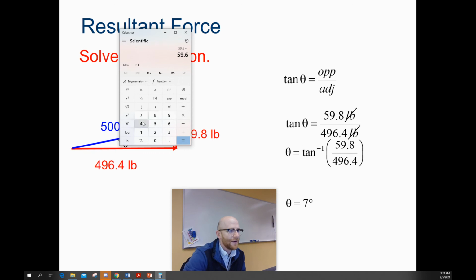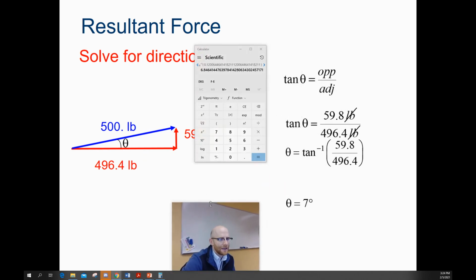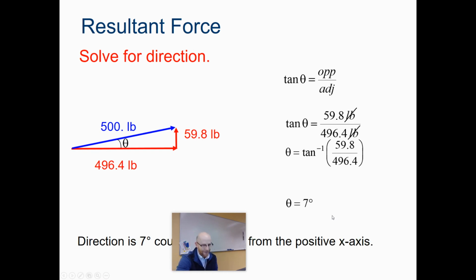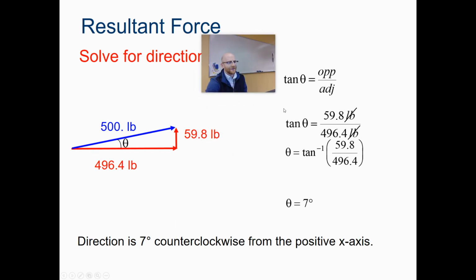59.8 divided by 496.4 equals this. We'll take the inverse tangent. And we're left with 6.84. What is that, degrees? Yeah, kind of. They rounded it to 7 degrees here. So that is the correct answer. That's what you'd get. And it's weird how they rounded all of a sudden, but it's 7 degrees. So they're saying it's 7 degrees counterclockwise from the positive x-axis.